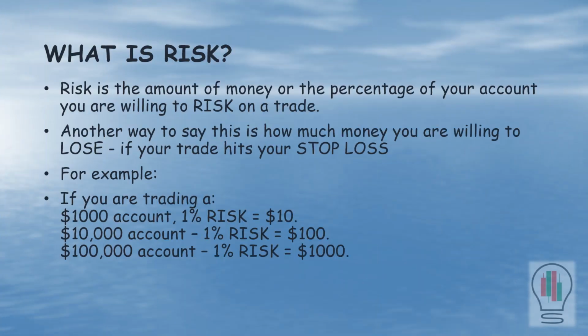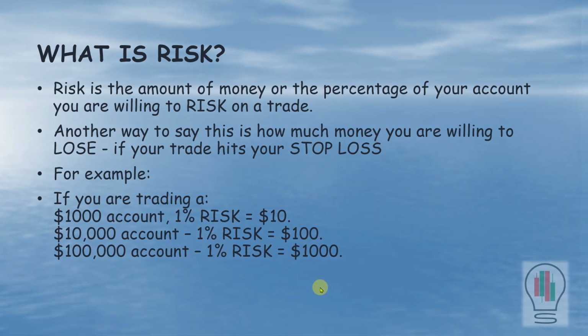So what is risk? Simply, it's the amount of money or the percentage of your account you're willing to risk on a single trade. Another way to say this is how much money you're willing to lose if your trade hits your stop loss. For example, if you are trading a $1,000 account, risking 1%, you'd be risking $10. A $10,000 account, risking 1%, you'd be risking $100. $100,000 account, 1% risk, you'd risk $1,000.